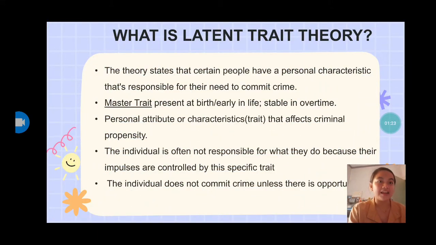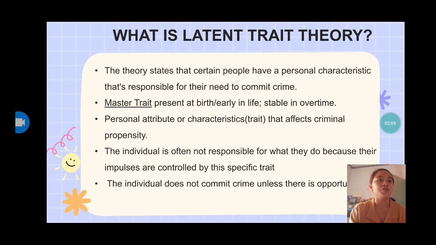What is latent trait theory? The theory states that certain people have personal characteristics that are responsible for their need to commit crime. A master trait is present at birth, early in life, and stable over time. The master trait guides people over the life course. It is a personal attribute or characteristic trait that affects criminal propensity. The individual is often not responsible for what they do because their impulses are controlled by this specific trait.